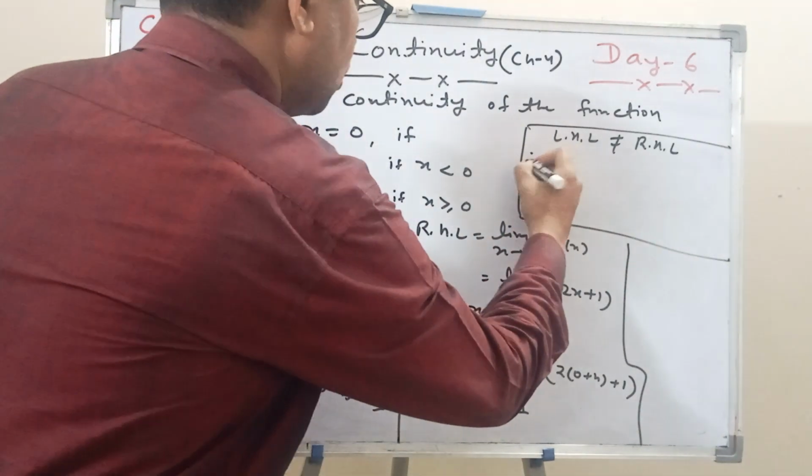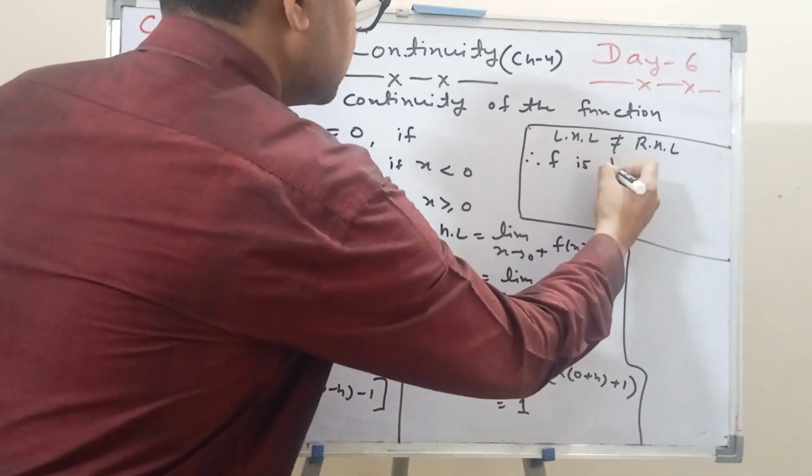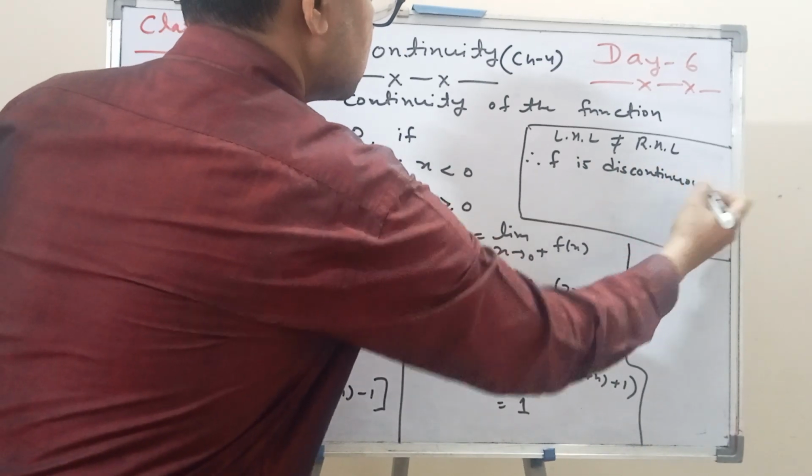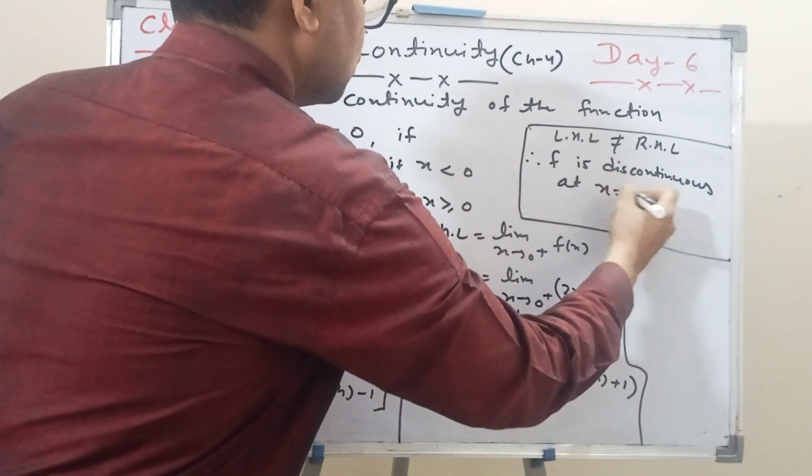If these are not equal, we will write: therefore f is discontinuous at x equals 0.